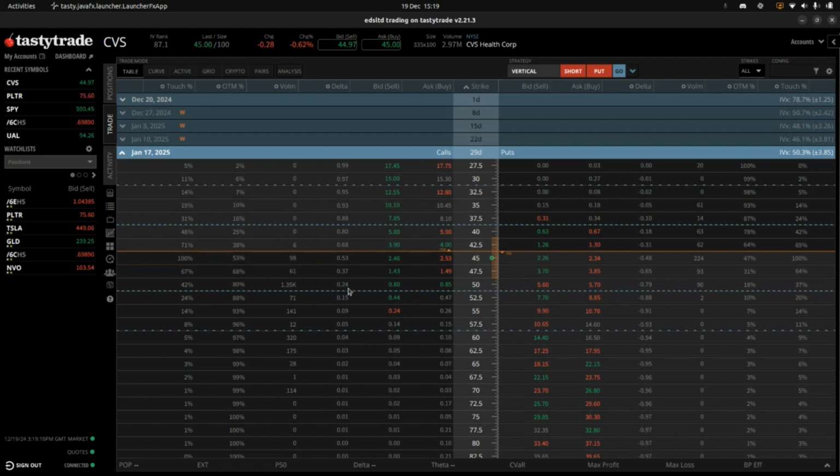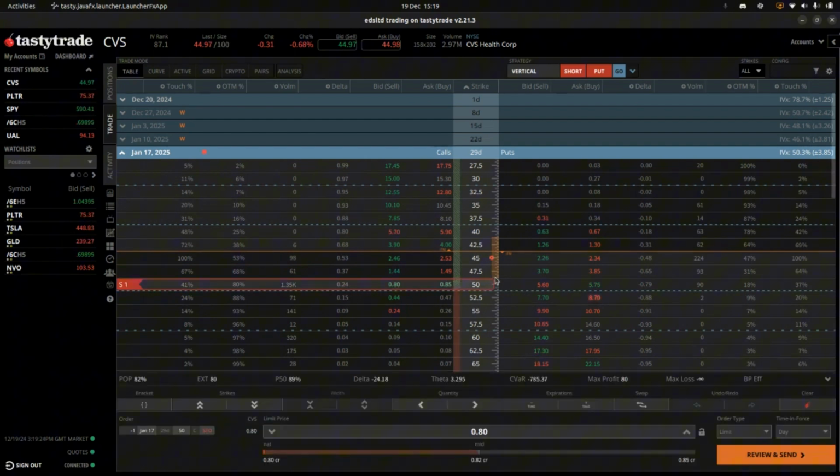So the 24 delta is where we're going to be at, because that lines up nicely with the 1 standard deviation level, and it's still outside of our expected move, as you can see here. So this is going to be our first contract that we write, our short call. And then on the put side, we're going to do the same thing. And on the put side, we've got a 10 delta, an 18 delta, and a 31 delta.